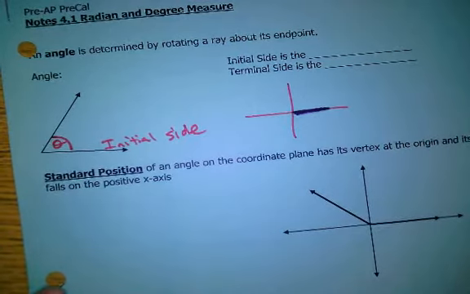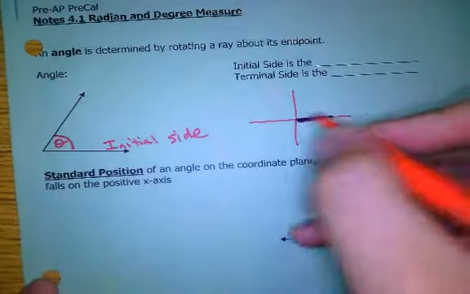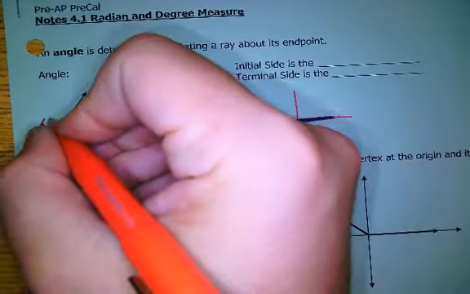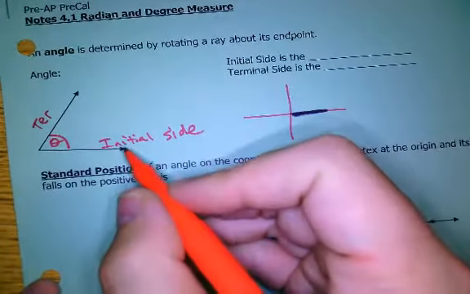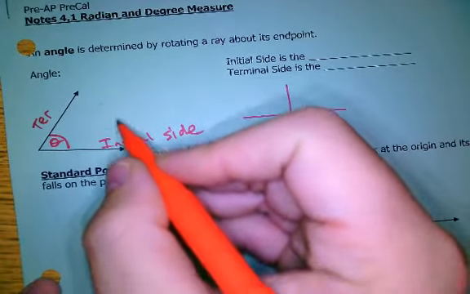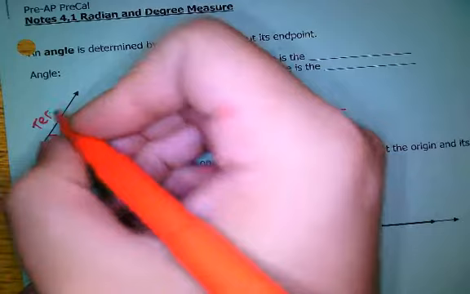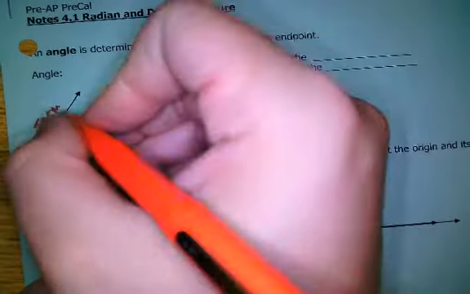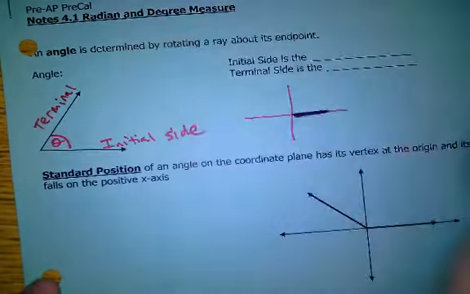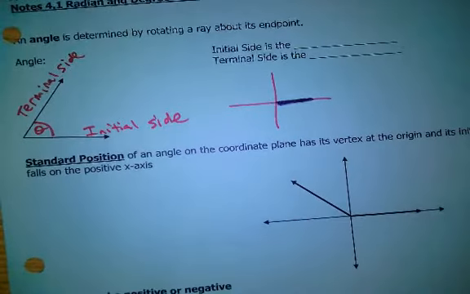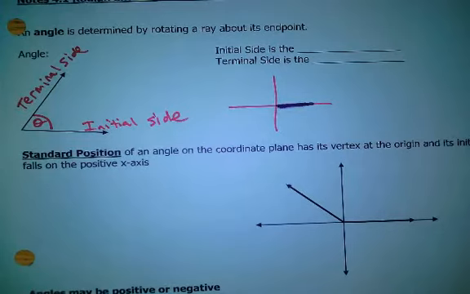Everything we do always starts from the initial side, and then however far open we go, that would be the terminal side. That's where it ends. So we start here, and we open it up, and then wherever we stop, that's where we end, and that is the terminal side. I know, right? I can't believe that these English words come true in math.